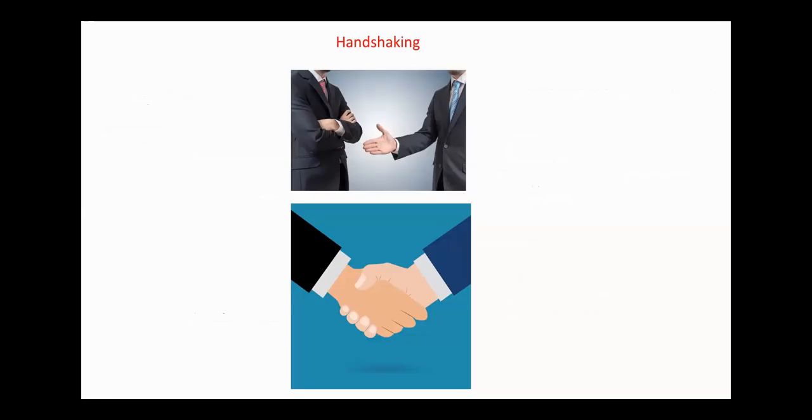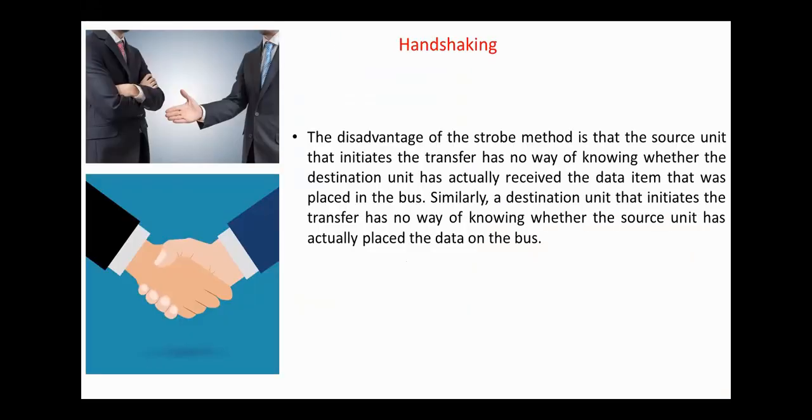Next, handshaking. In real life handshaking, there should be a request from one source and acknowledgement from the other. The disadvantage of the strobe method is that the source unit that initiates the transfer has no way of knowing whether the destination unit has actually received the data item that was placed in the bus. Similarly, a destination unit that initiates the transfer has no way of knowing whether the source unit has actually placed the data on the bus.